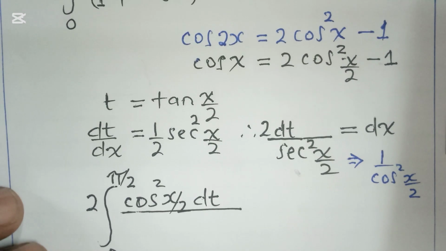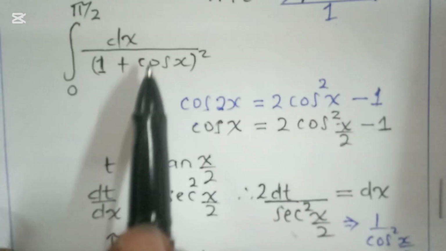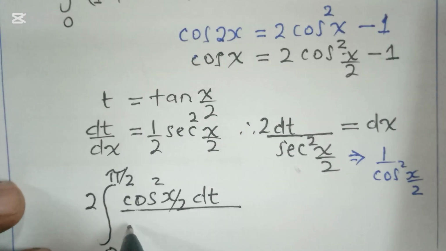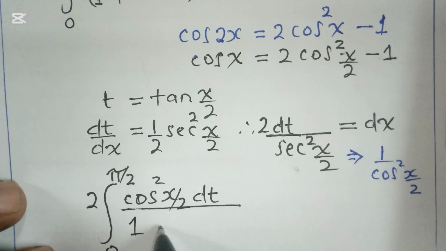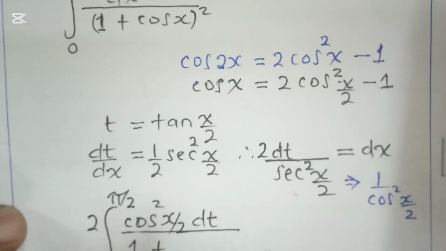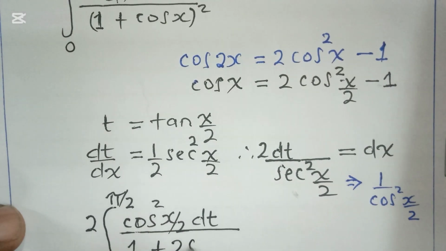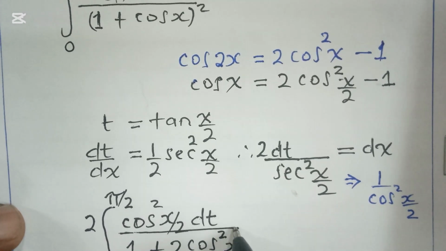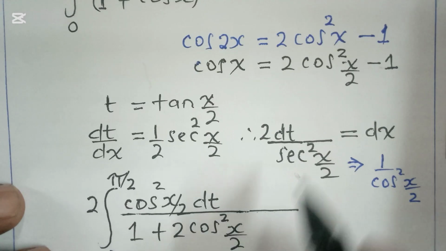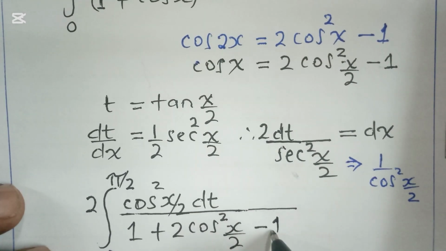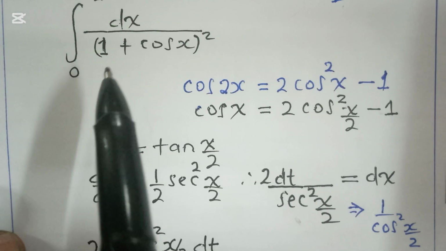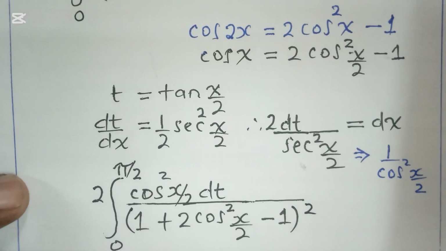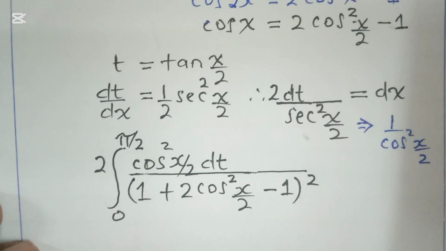Then guys, we come here and replace our cos with this. So we shall have 1 plus cos, which is going to be 2 cos squared x all over 2, we can extend this line, minus 1. And now guys, this is going to be squared. So we square that, guys.